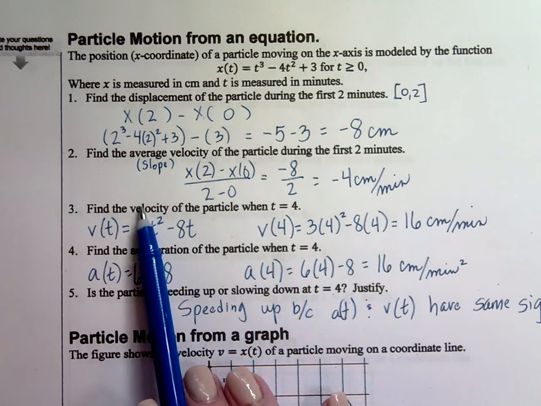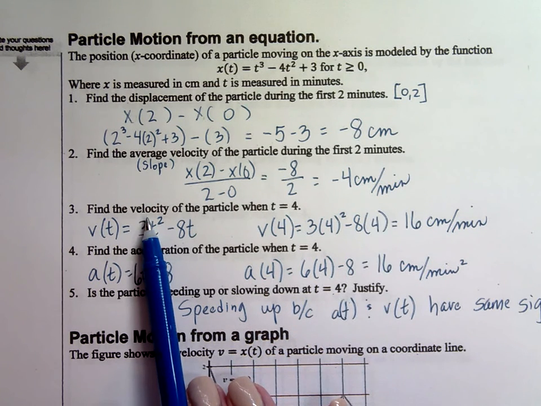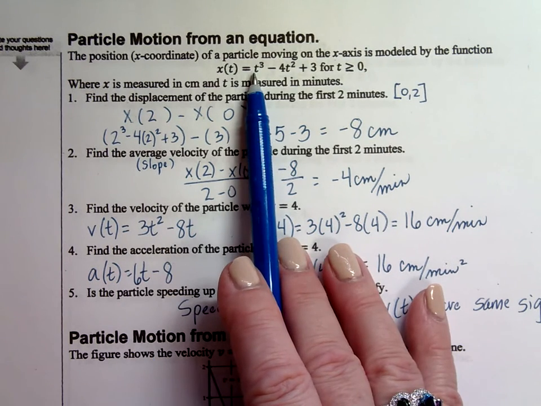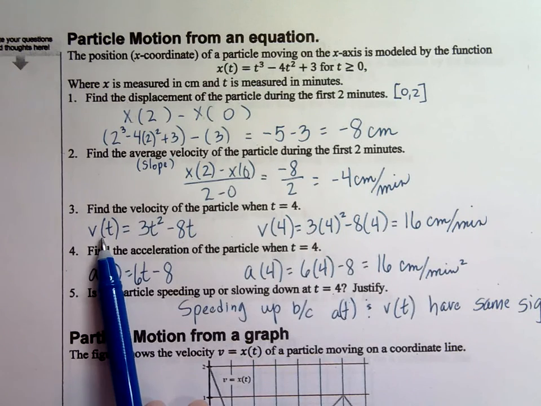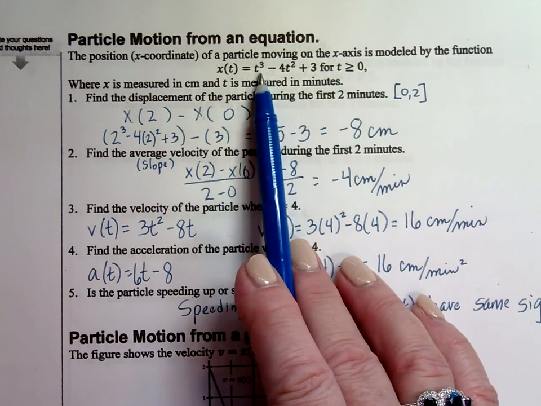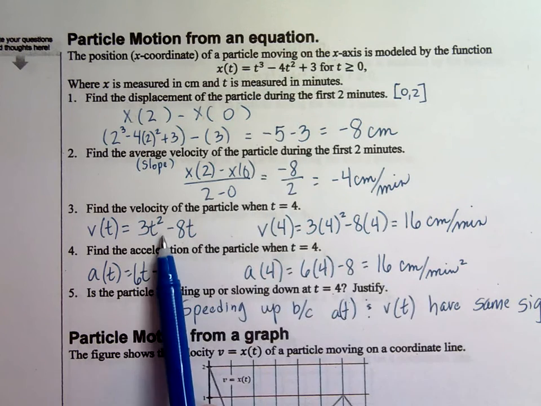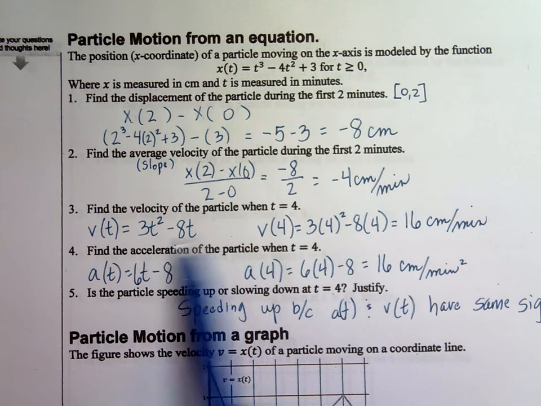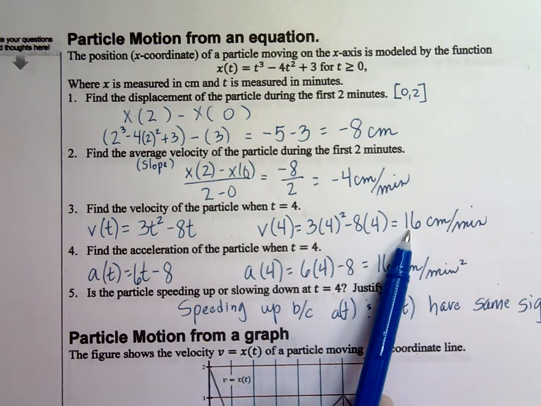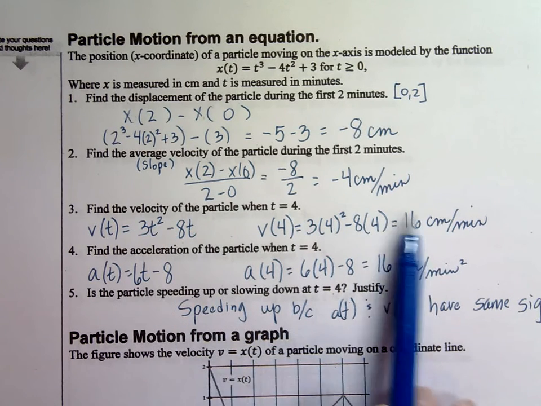Then they want you to find the actual velocity. Notice they didn't use the word average anymore when the time is 4. Well, that makes me go back to the original function and find the derivative. So I want to figure out the velocity formula, go back to the original, take the derivative, 3t squared minus 8t. That's this. Plug a 4 in. Calculate it out, you get 16. It's velocity, so it's centimeters per minute.